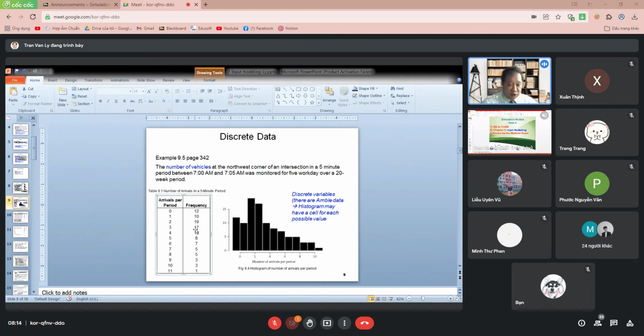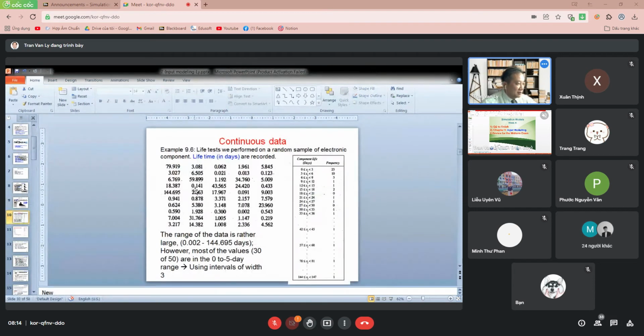In this table, you can see the periods on the left hand side, the column, and on the right hand side, the frequency. How many arrivals? For every 5 minutes. Why 5 minutes? We have a reason. So we figure it out here. So we have the data here.